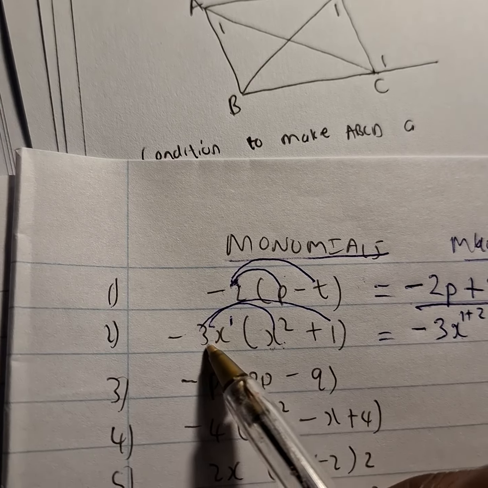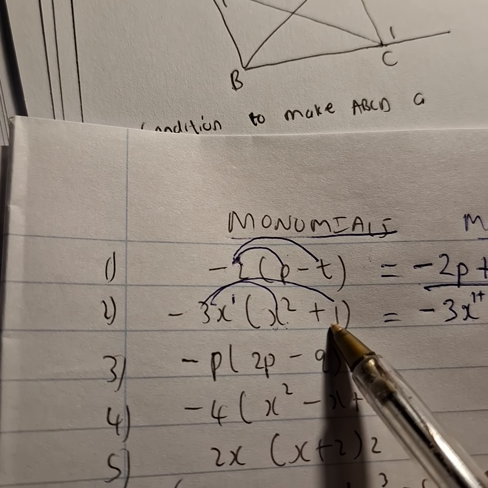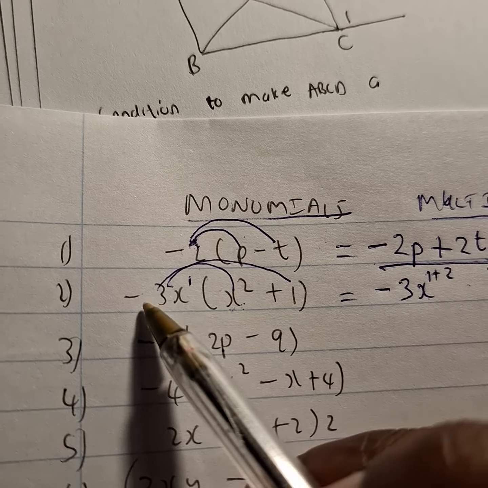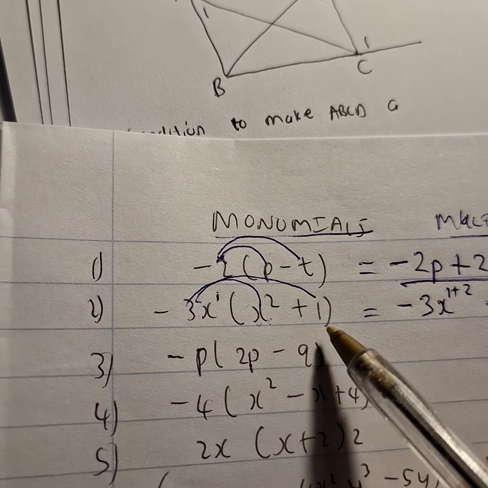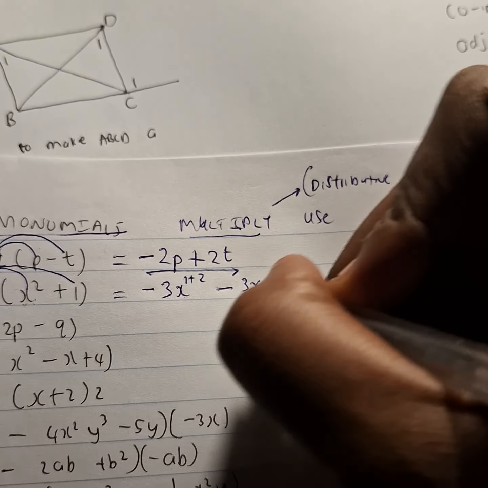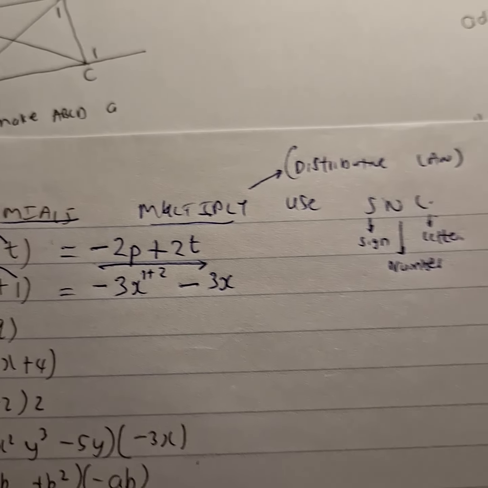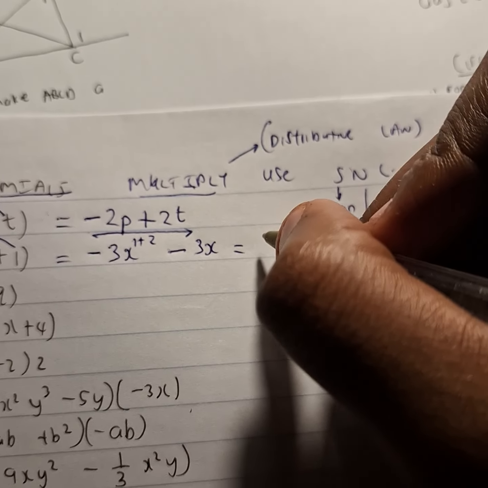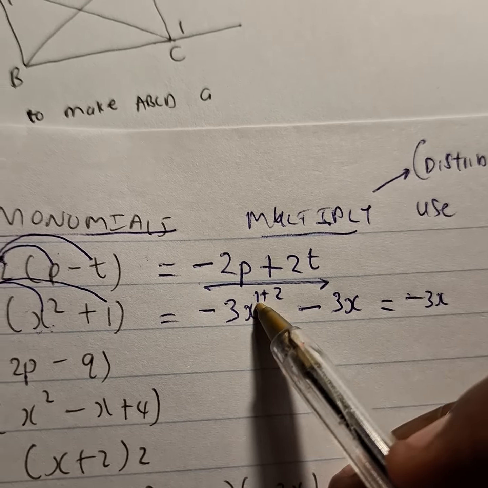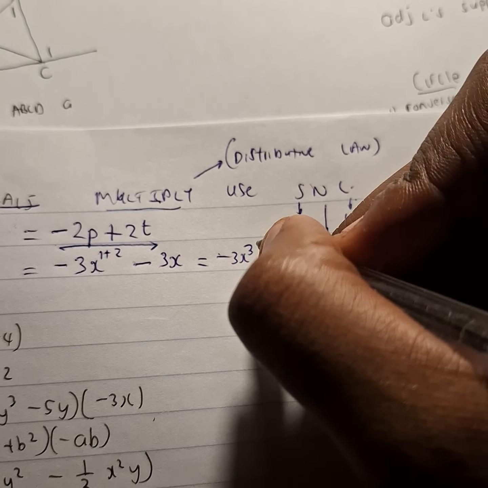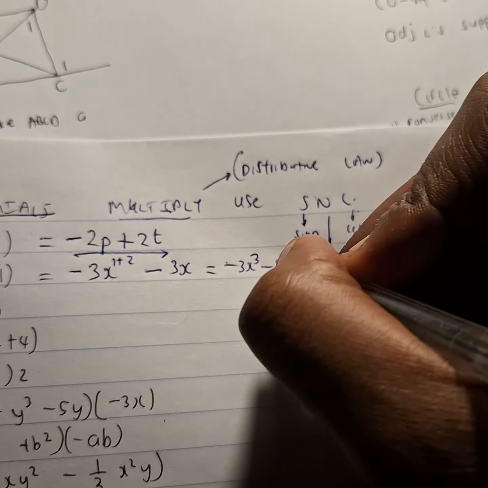Then we move on to the distribution of negative 3x with positive 1. Using the same approach, negative times a positive, negative. 3 times 1, 3. Then the x is alone this time around, so we combine it with negative 3. Then finally, our answer that we write is negative 3x. Now, what's 1 plus 2? It's 3.